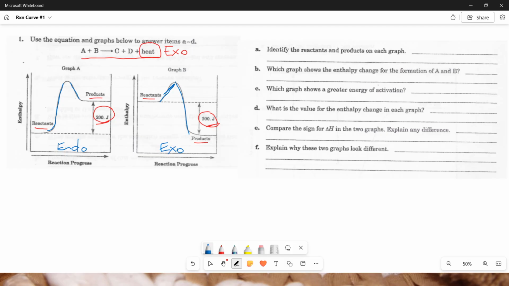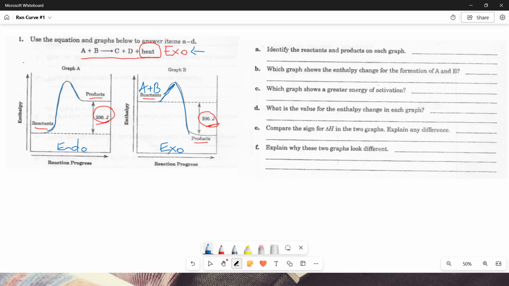So if we label the graph, the reaction that was given up here in the forward direction is exothermic. So the reactants in this one are going to be A plus B, and the products in graph B are going to be C plus D. Now, for the reverse reaction, our reactants are going to be C plus D, and the products are going to be A plus B.